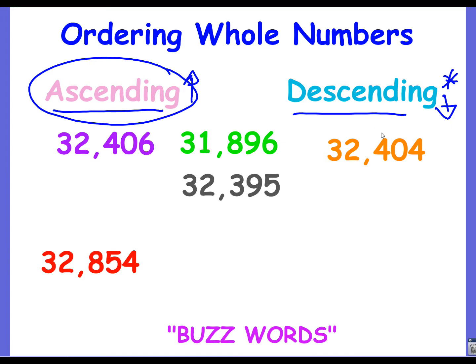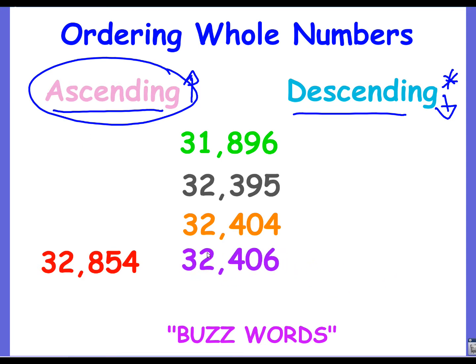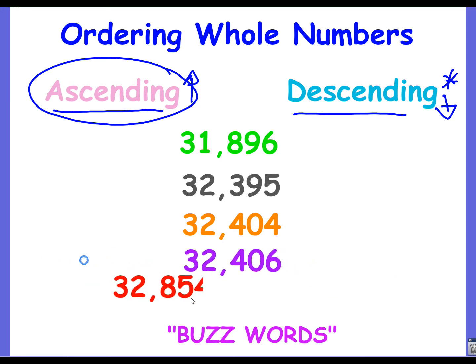Then we have 2 with 400, so we need to find out the next smallest number. So we've got 404 and 406. So the 404 is the next smallest number. Then the next number is 32,406, leaving 32,854 as our largest number. So we've organized our numbers in ascending order. In other words, starting with the smallest and going to the biggest.